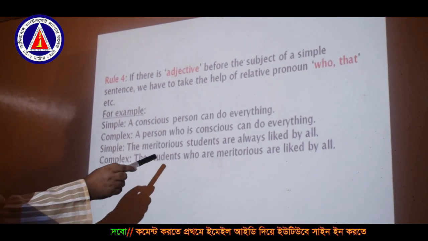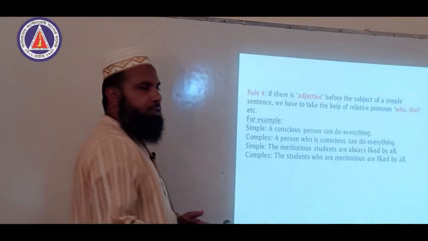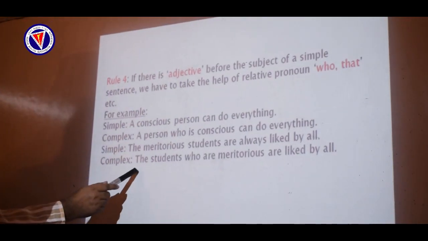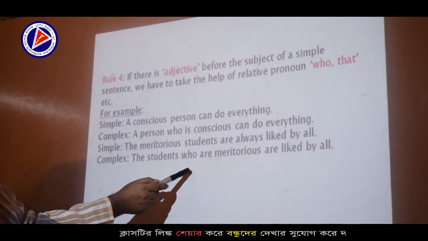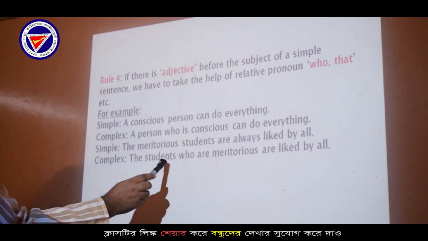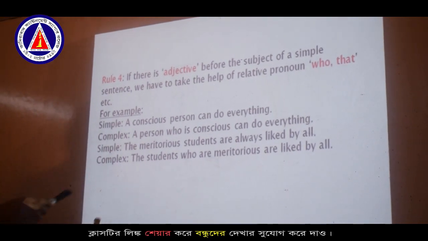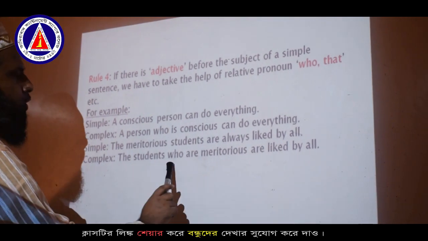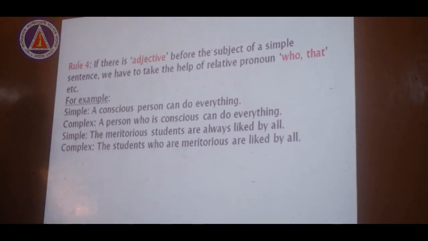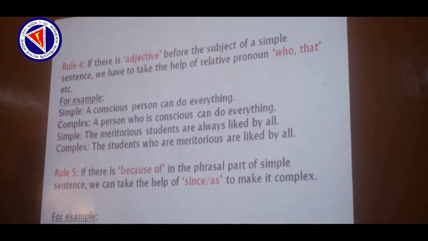Another example: The meritorious students are always liked by all. Here also "students" is a noun, but "meritorious" is an adjective. That's why we follow the same rule. So: the students who are meritorious. Why "who"? Because it is about the students, persons. That's why: The students who are meritorious are liked by all. If we divide the clauses, the students are liked by all who are meritorious. So "who are meritorious" is the subordinate clause, and "the students are liked by all" is the principal clause. Now I am moving to rule number 5.